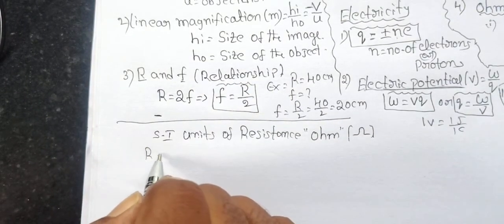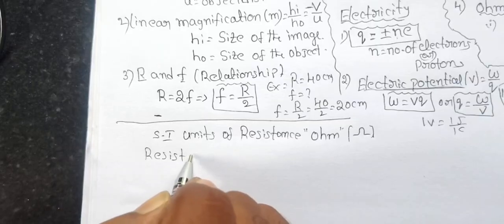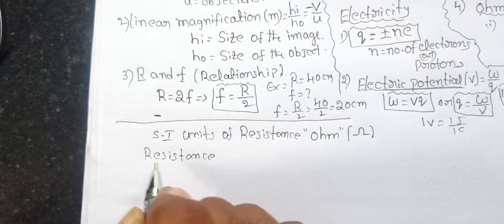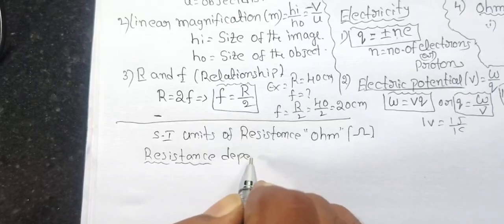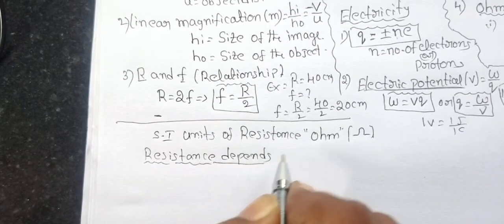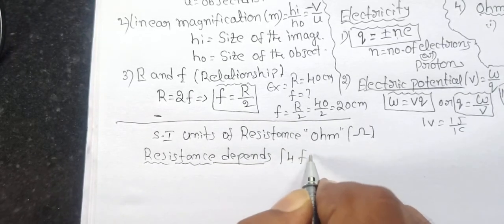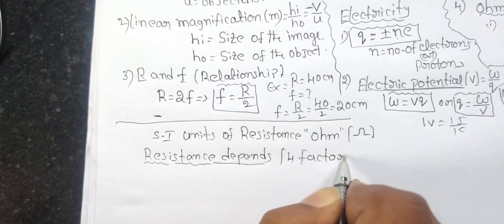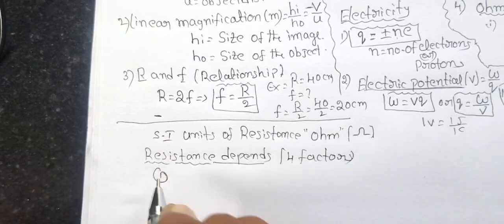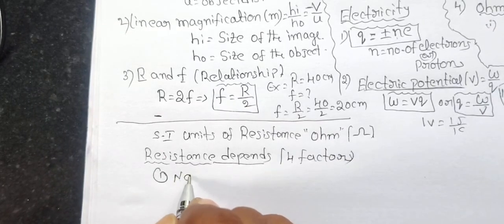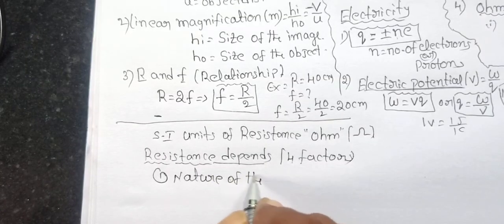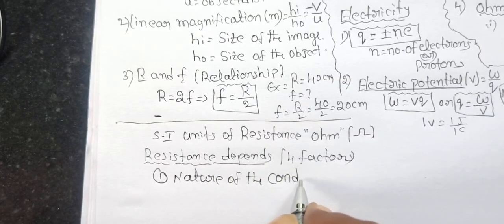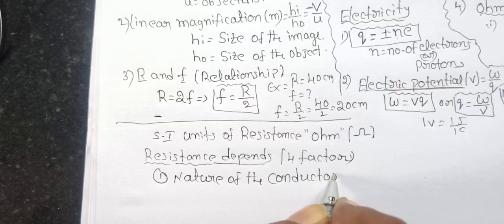This resistance depends on some factors. Resistance depends on 4 factors, mainly 4 factors. What are the 4 factors? First one is the nature of the conductor.